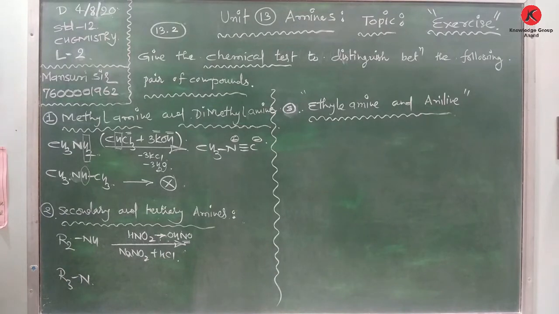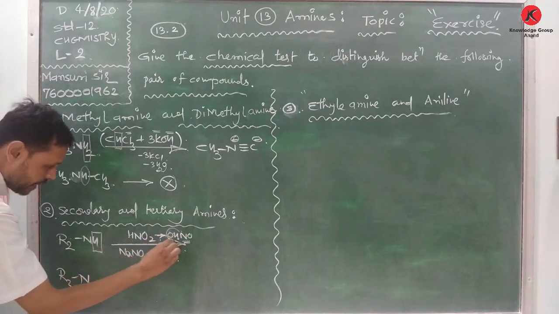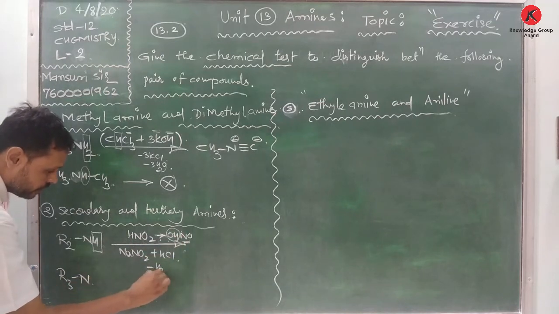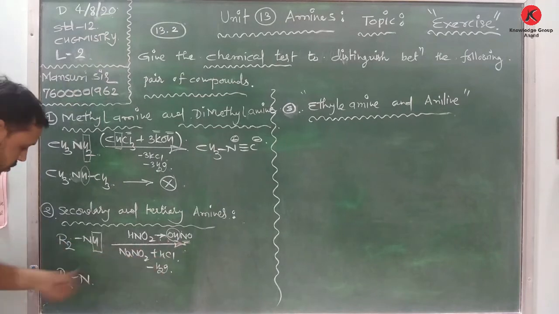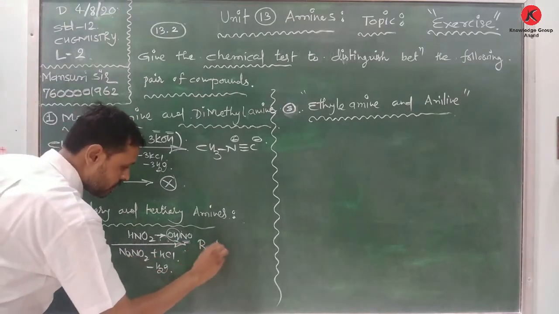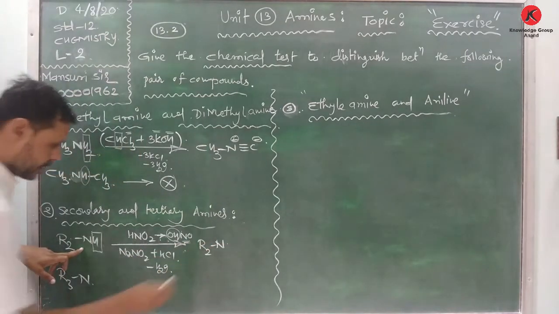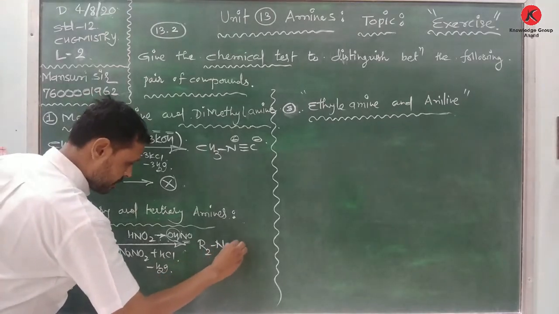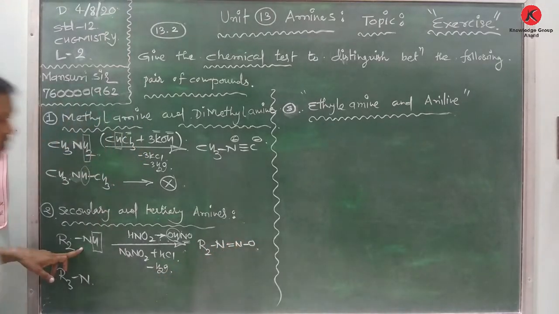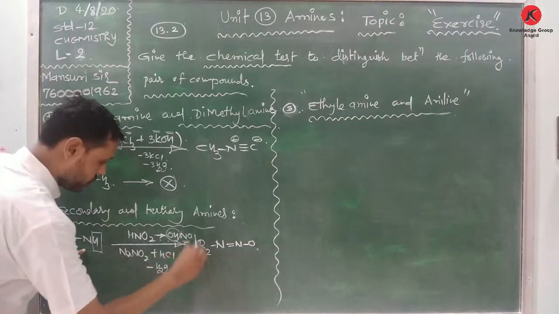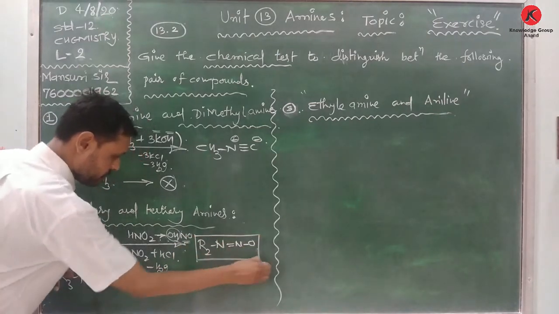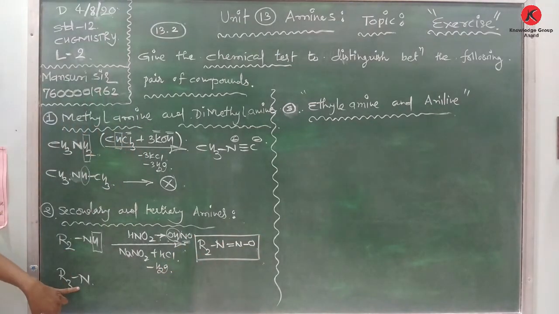What will happen? Hydrogen is removed with hydroxide, so H2O will be removed. Now N reacts with NO and forms R2N double bond NO, right? Clear? So this is R2N-NO.